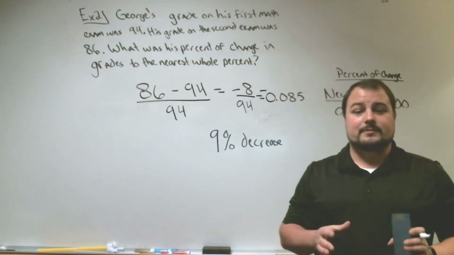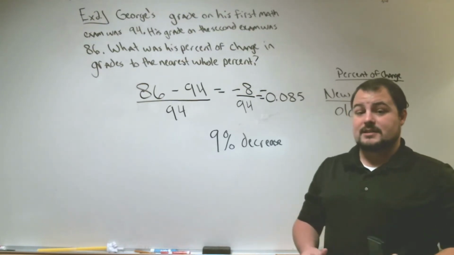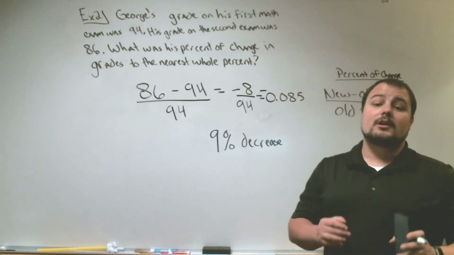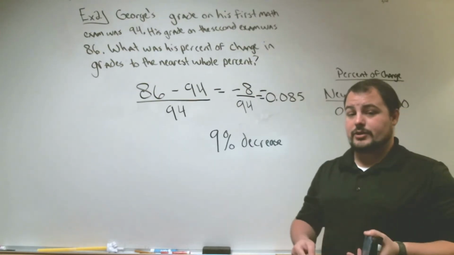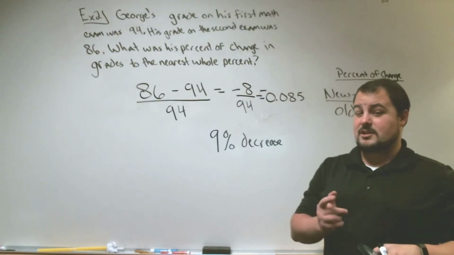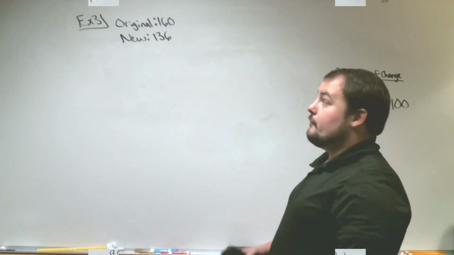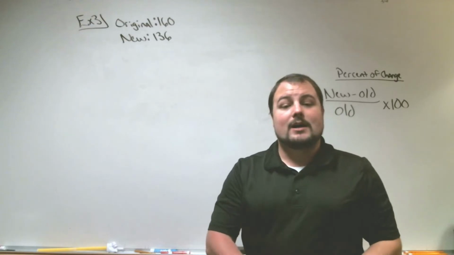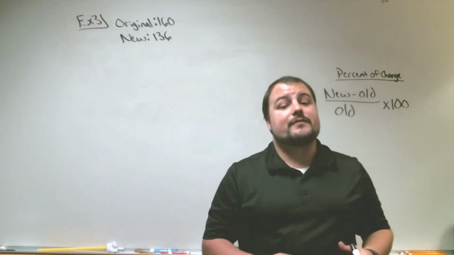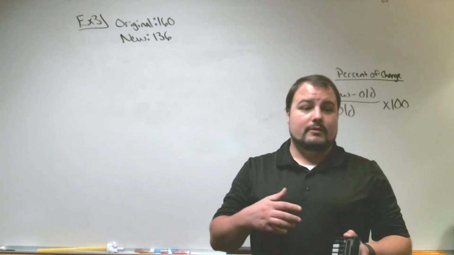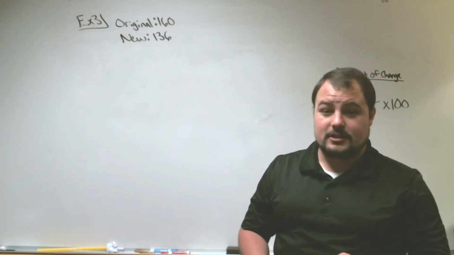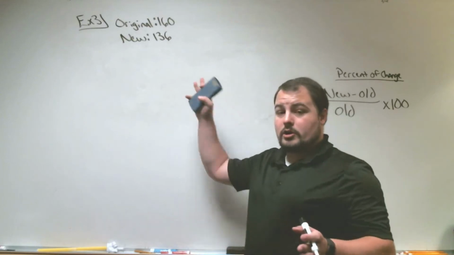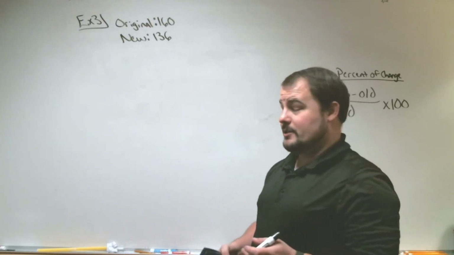Now we're actually going to look at some actual problems that say this number and that number. And we're just going to find the percent of change and tell whether or not it's an increase or a decrease. So we're going to do about 3 more examples, and you guys are done for a day. All right, so for example 3, we got an original amount and we got a new amount. And our job is to find the percent of change. So we're going to round this as percent of increase or percent of decrease, and we're going to round it to the nearest whole percent.